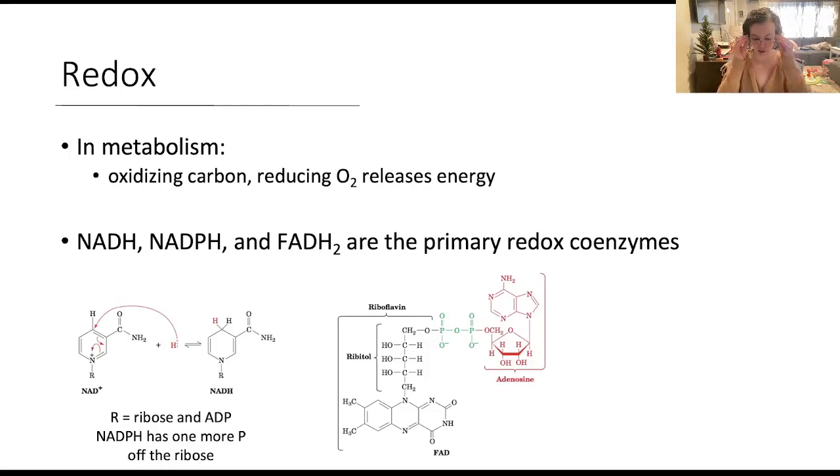The last type of high energy molecule we're going to talk about are reduced cofactors. Again, we're not going to fully realize why these are considered high energy until we get to electron transport and oxidative phosphorylation. In general, in metabolism, when we're oxidizing carbon and reducing oxygen, this releases energy. This is done using electrons from primarily NADH, NADPH, and FADH2.